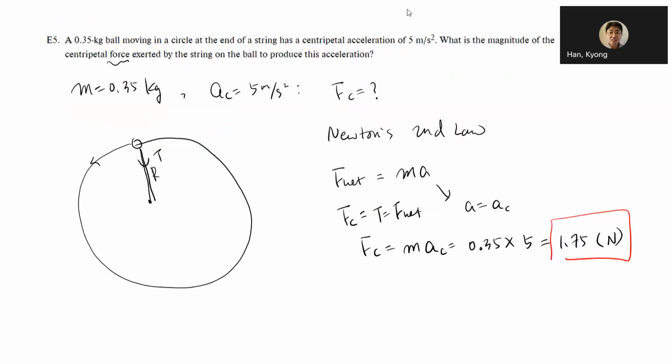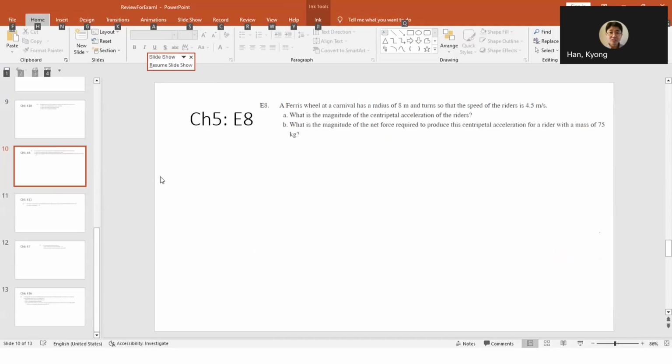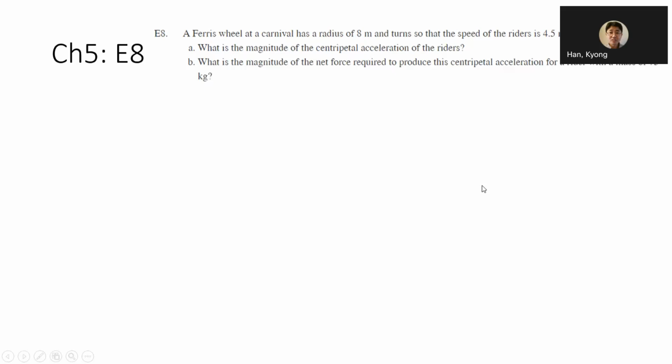The other one, let's see some review for the exam. Review for exam, the Ferris wheel here. A carnival Ferris wheel has a radius of 8 meters. The Ferris wheel is rotating around like this, in a circle.